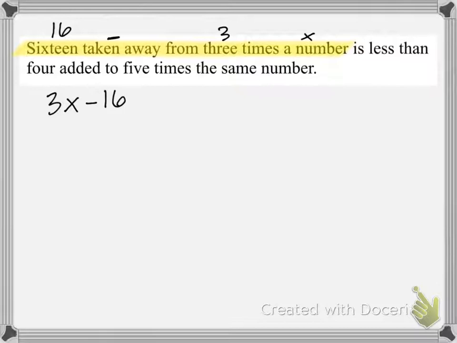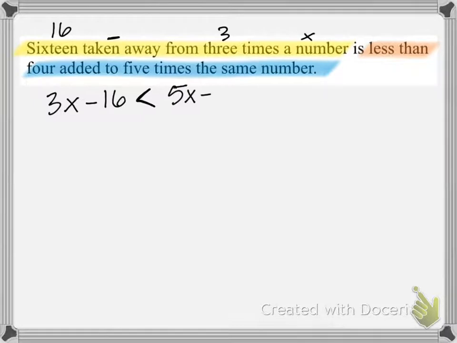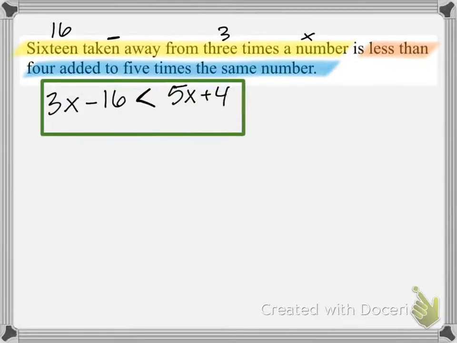Okay. Now we have less than. So less than is going to be this symbol right here. And then the last part will be 4 added to 5 times the same number. So we got 5 times the same number, and we're going to add 4. Okay? And so this is how we write that inequality.